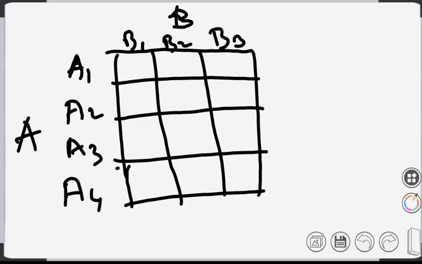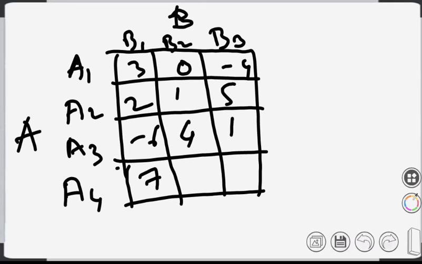So I am writing some values. I'll explain after I write the values. Okay, so say 3 0 minus 4, 2 1 5, minus 6 4 1, 7 minus 3 2. So I have written. Please write. Are you writing? Please write.